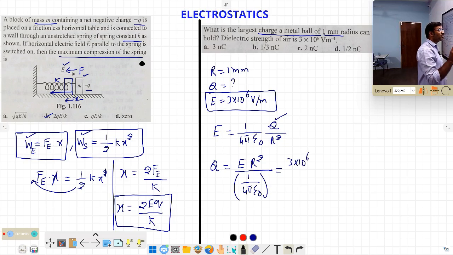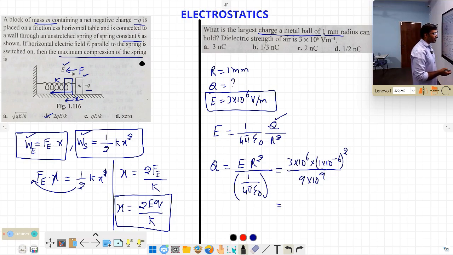Check that the units are all the same, as they may be different units. This is 3 into 10 power 6 into what is our radius? How much radius is given? 1 mm. 1 mm means 1 into 10 power minus 6 meters, that whole square we can take, by 1 by 4 pi, value 9 into 10 power 9 is the value of that. If it is not given, you have to know that. So if you calculate this value, how much are you going to get?